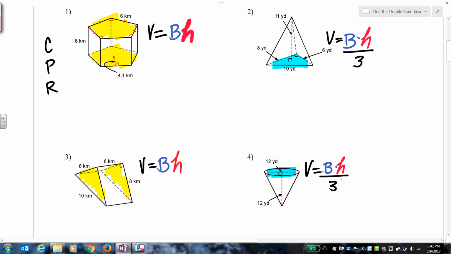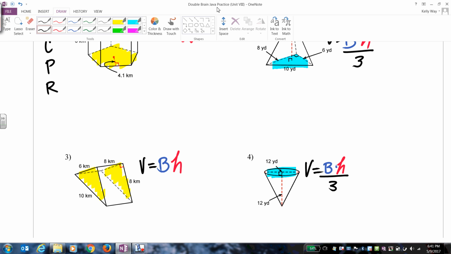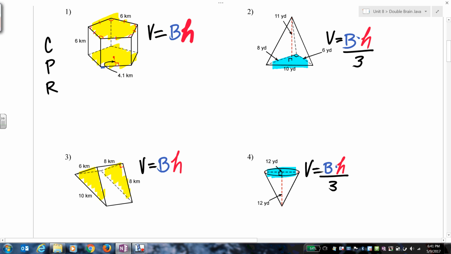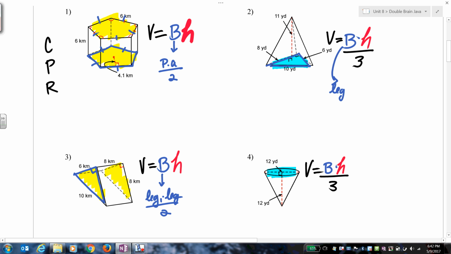So for each of these, you have to be able to ask yourself, how do I find the area of this base? For this one, we trace it, and that is a regular polygon. See the hatch marks? That's perimeter times apothem over 2. This base is a right triangle, and that base, of course, is going to be the first leg times the second leg over 2. Over here, this base is another right triangle, so that's the first leg times the second leg over 2.